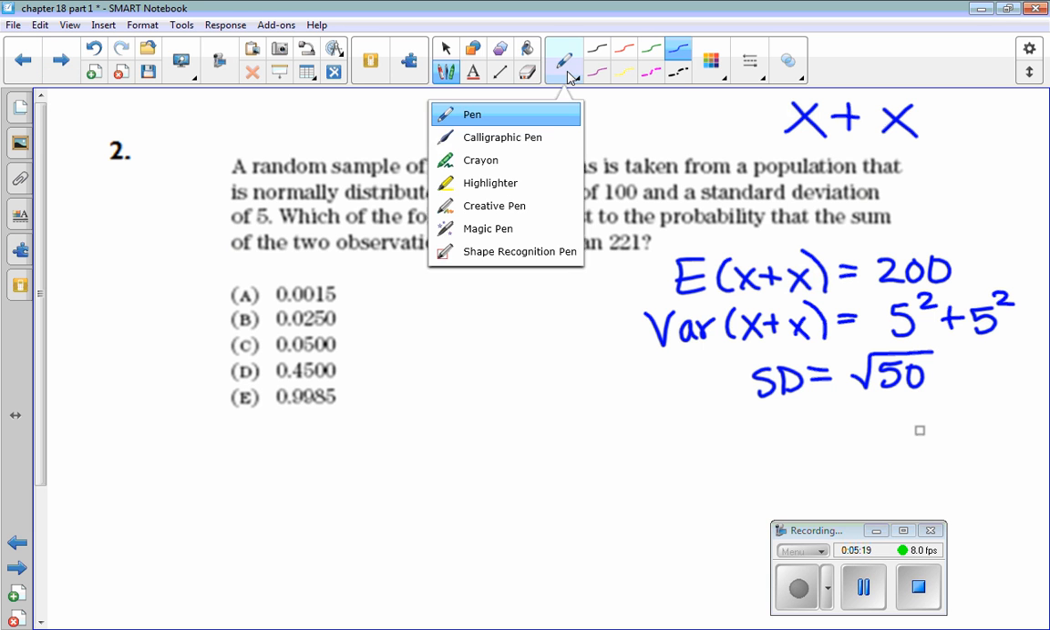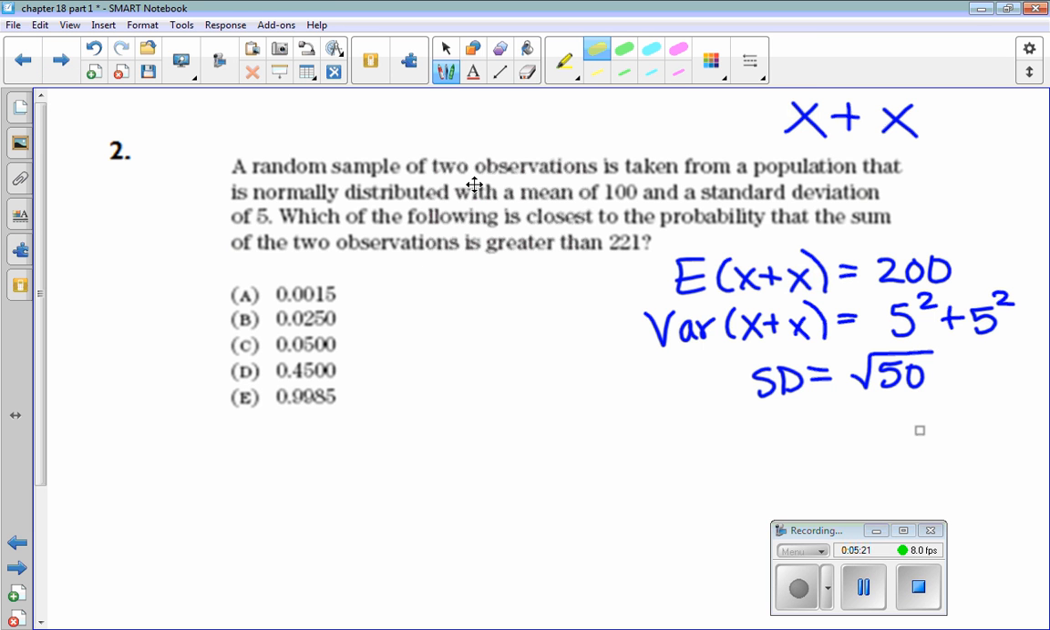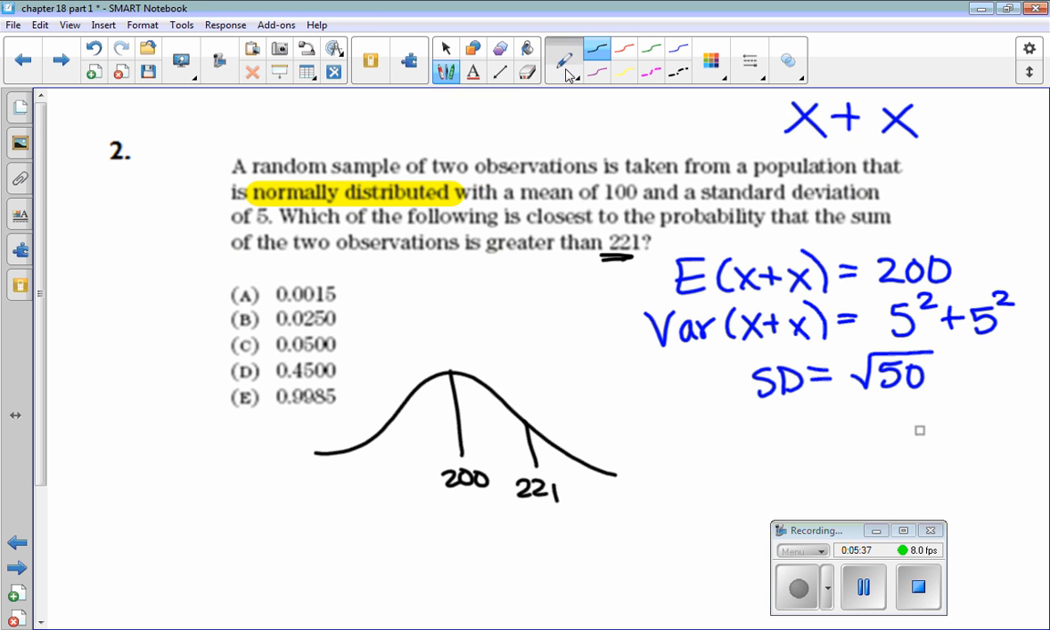Another key word that's given to us in this problem is normal, right here. So we know a little bit about normally distributed things, and I'm going to go ahead and draw. We know our new mean is 200. We're looking for the sum to be greater than 221, so I'm just going to put 221 on my picture. I'm looking for greater than 221, so this is the picture that I'm looking for.